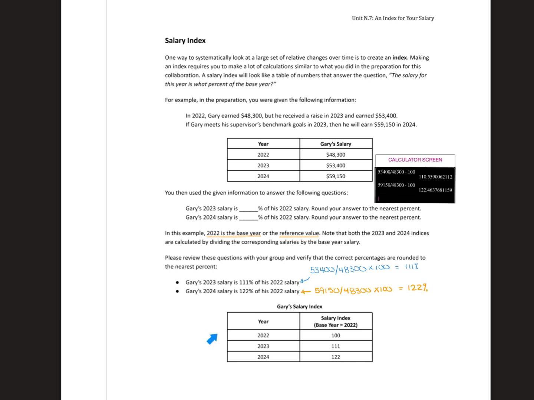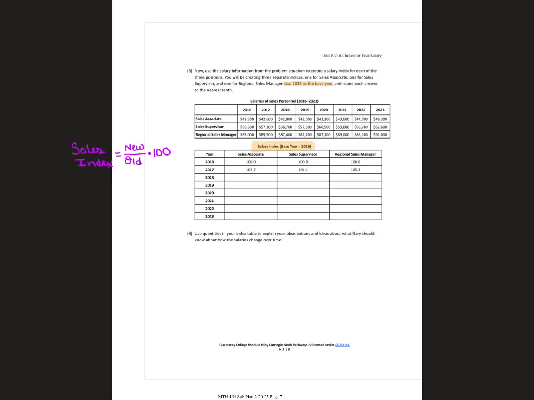And then they made a little table of each year and what that salary index is, and these indexes are actually percents. They say the base year is 2022. That means the denominator of all of those fractions, if you will, is the salary in 2022. So when it gives you the base year, it means the year you're comparing all of them to. Again, the salary index is the new divided by the old multiplied by 100.